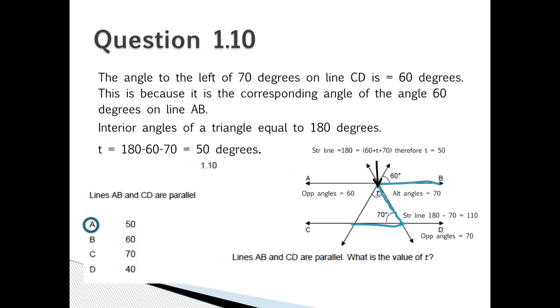The angle to the left of 70 degrees on the line CD is 60 degrees. This is because it has a corresponding angle of 60 degrees on line AB. Interior angles of a triangle will always equal 180 degrees. So T is equal to 180 degrees minus 60 minus 70, which is equal to 50 degrees. So the correct answer is A, 50 degrees.